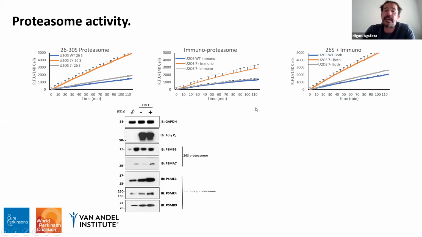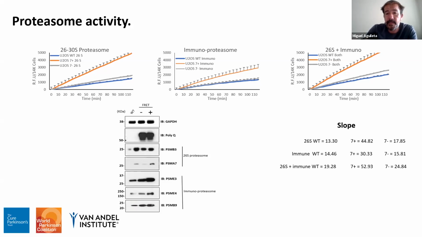Then you can also combine both substrates with equimolar amounts and expect, if you're measuring correctly both types of proteasomes, the normal and the immuno, the slope should be higher. Indeed, it is higher. These are my cells with aggregates. The 7, sorry, I forgot to mention, the 7 just depicts the number of clones that I was using at that time.